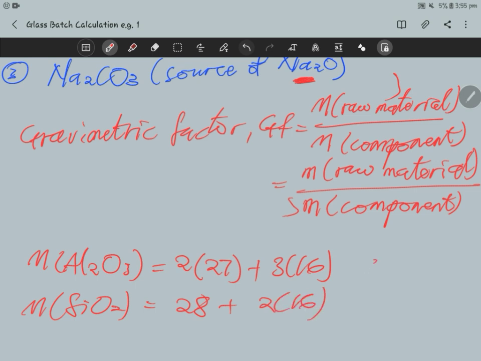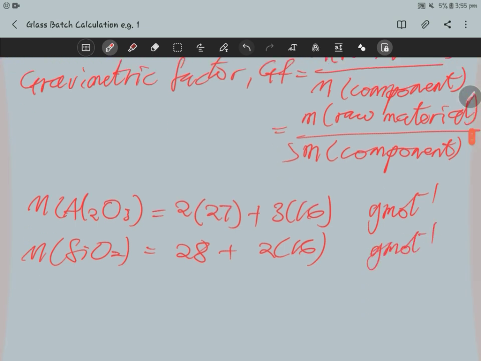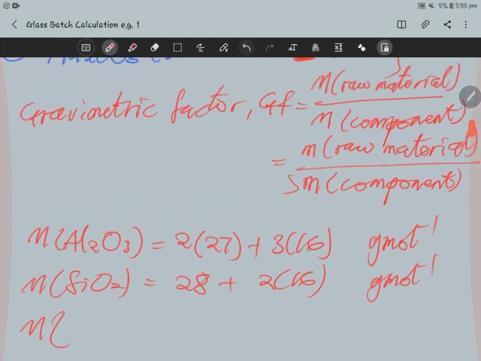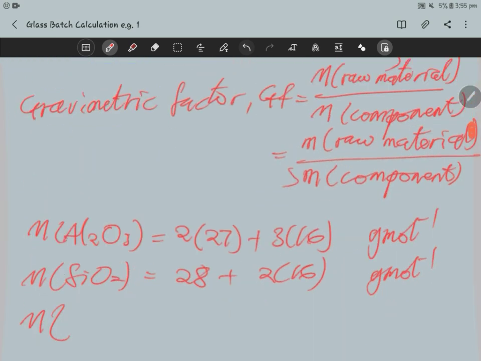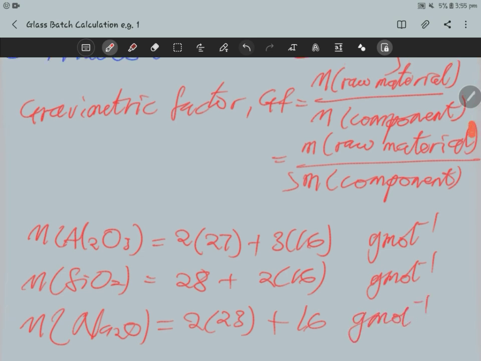All these have a unit of gram per mole, right? And then the molecular mass of, what do we have? Na2O, right? Let's see. Na2O is 2 times 23 plus 16, gram per mole. Let's see what these values give us.